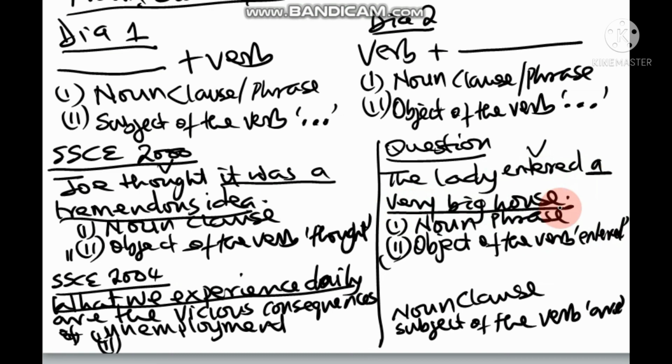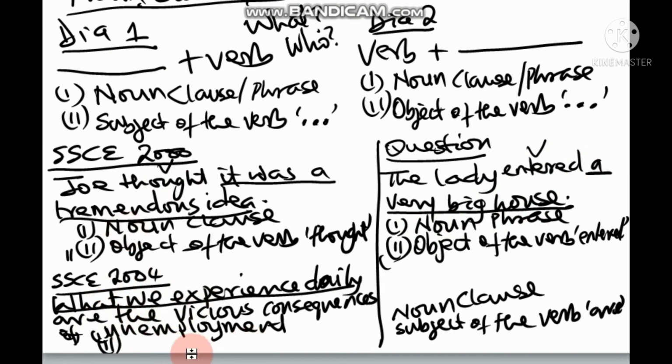Now, in case you want to test if you are right, whether it is a noun or not, just ask yourself, can that thing answer the question what or who? Anything that can answer the question what or who is a noun. Let us try. If we say "the lady entered a very big house," what did the lady enter? A very big house. That makes it a noun. "Joe thought it was a tremendous idea." What did Joe think? It was a tremendous idea, so it's a noun.